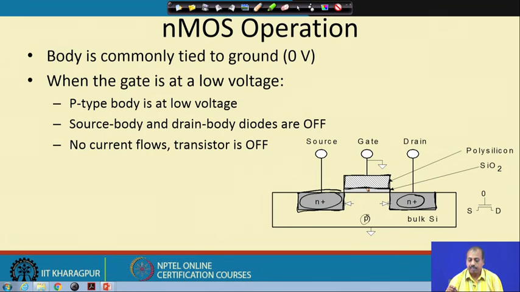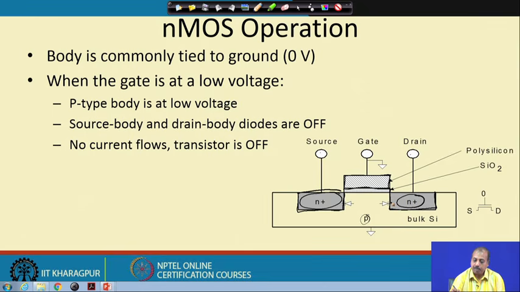What happens is that if you do not apply any extra potential, this p type region is the body or the bulk silicon, and it is kept at a low voltage. The source body and drain body diodes are off. How can this be off? If you do not apply any voltage to the source and drain, all these diodes are off, so there will be no current flow.